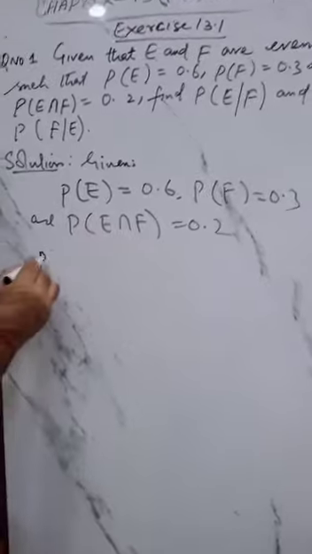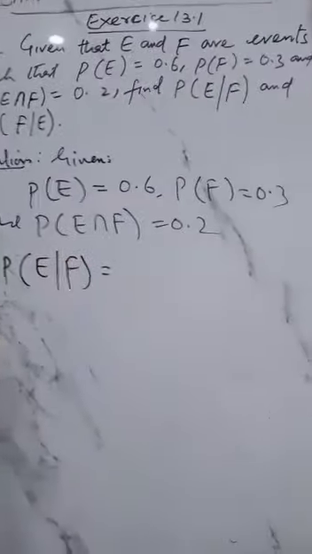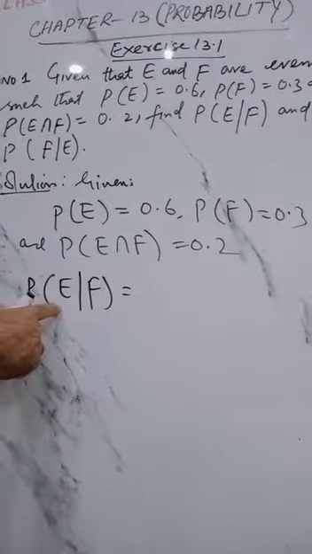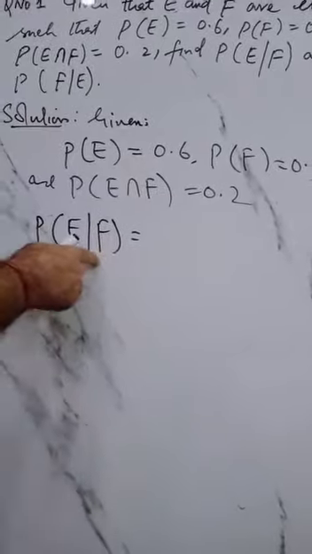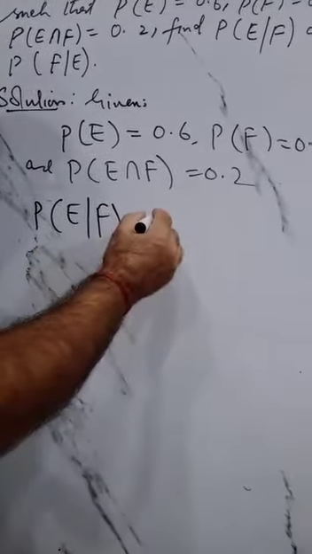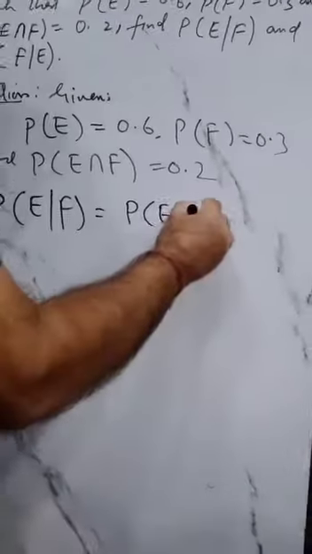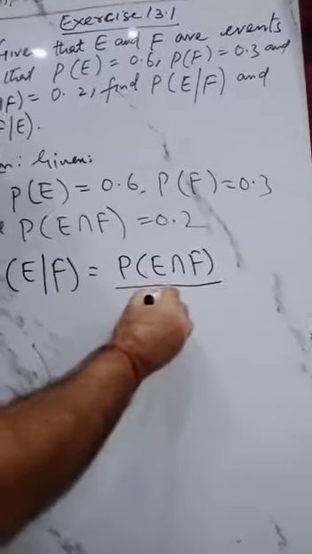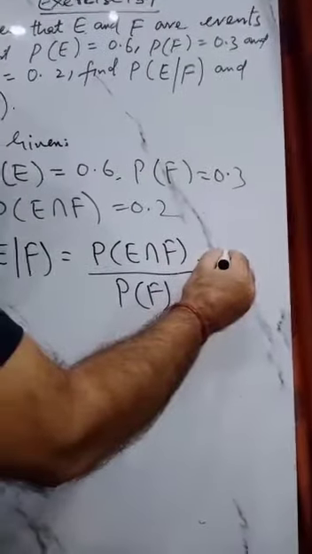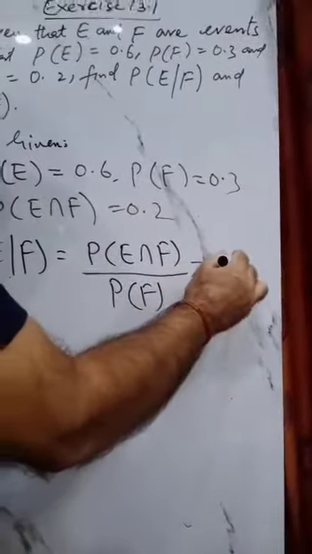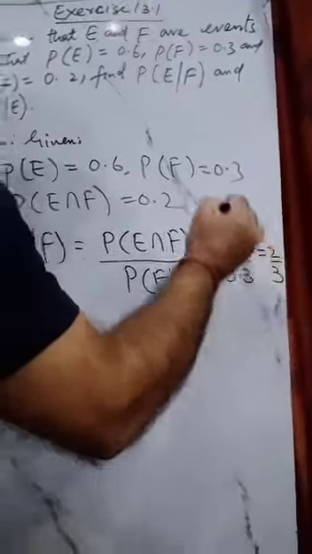So the first part we have to find is the conditional probability of E given that F has occurred. Using the formula, it is probability of the intersection of E and F divided by probability of F. So this can be written as 0.2 upon 0.3, which becomes 2 upon 3.